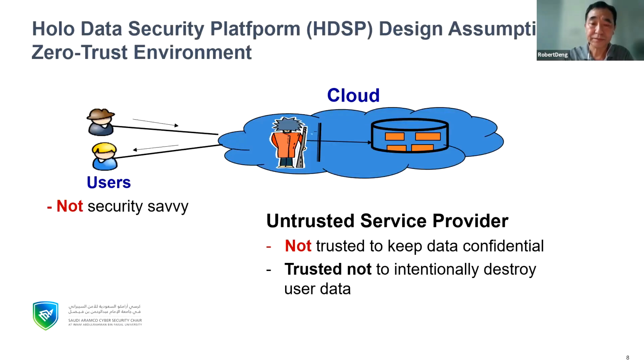So the question is how to design a system, a solution, which is secure in the zero trust environment. The assumption in the design is that we have to recognize the cloud as zero trust, and we must design our solution so that it can protect our data security and privacy even if the environment is zero trust.